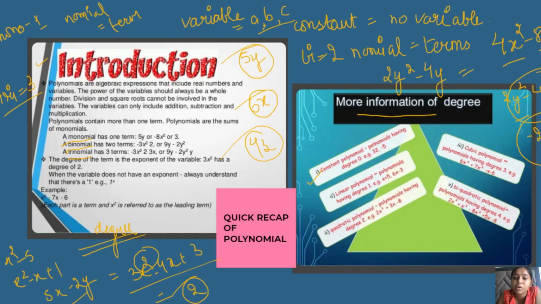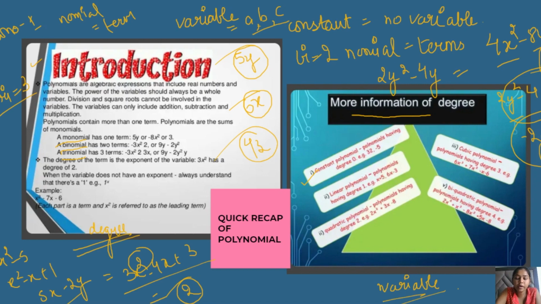So the first is constant polynomial, which has 0 degree. It means the variable is not present. Variable is 0, that is, no variable is present. That is what we call the constant polynomial. I'll just give you the example of the constant polynomial.